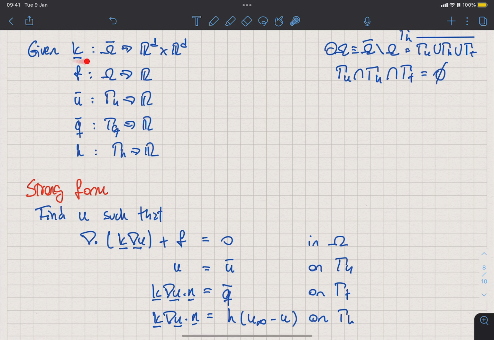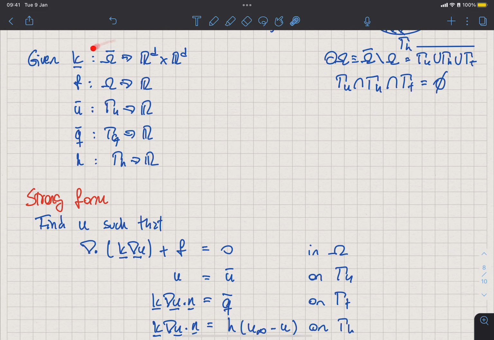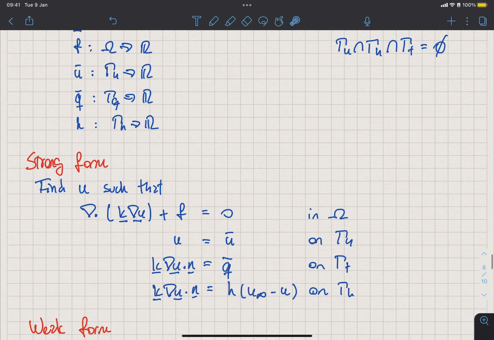And well, we expressed a strong form of a problem, for which we need a given set of quantities. We started with the heat conductivity tensor. And remember, this is the way we express the mathematical notation for a tensor. So we have the domain is the closed set, and the codomain is basically R^d cross R^d. And then we have all the quantities. So this is the heat source, then the prescribed Dirichlet boundary condition, or the prescribed heat flux in this case, and finally some coefficient, the film coefficient, that is going to be used in the definition of the Robin boundary condition.